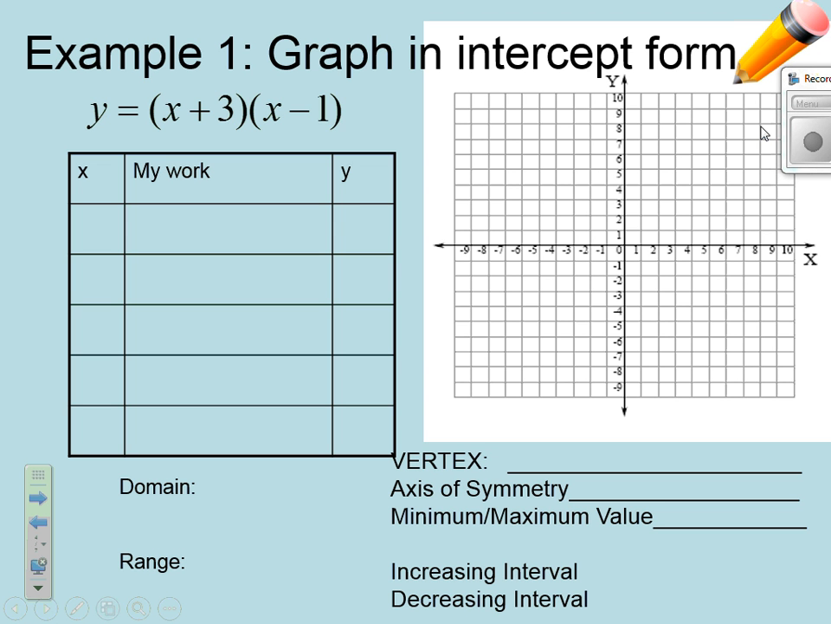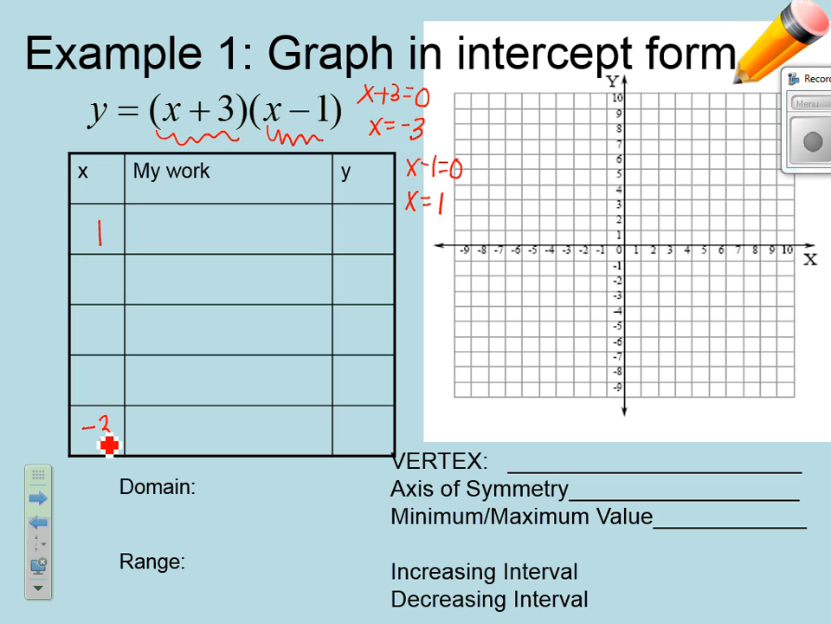What you're going to do is find your x-intercepts by solving each factor set equal to 0. So if I take my first factor and set it equal to 0, I get x equals negative 3. If I take my second factor and set it equal to 0, x will be 1. The two values that I'm going to use are 1 and negative 3.